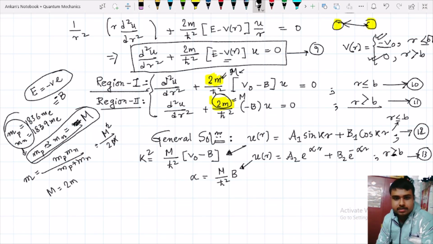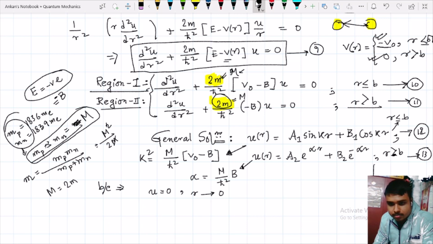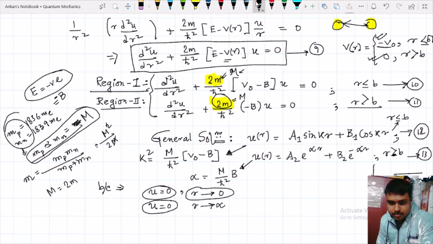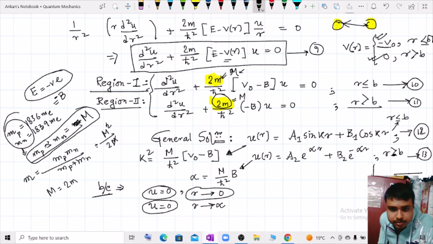Now we have to apply some boundary conditions. What are these? u is 0 where r tends to 0, as we have considered the model that way. So at r tends to 0 the wave function should vanish, and at r tends to infinity the wave function should vanish, because here we cannot take the minus infinity sign. Here r tends to 0 is the left hand limit and r tends to infinity is the right hand limit, so the wave function should vanish at the boundaries of the two regions. Applying these boundary conditions in equations 12 and 13 we will obtain some values.